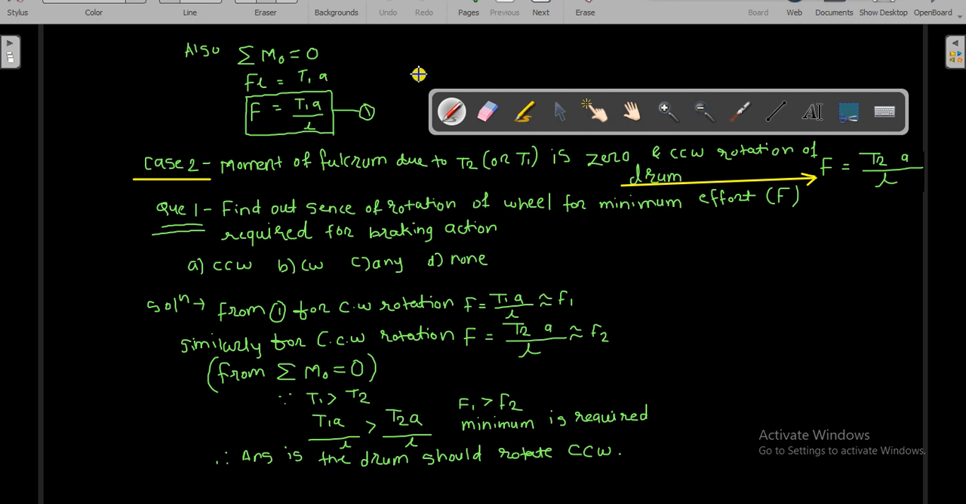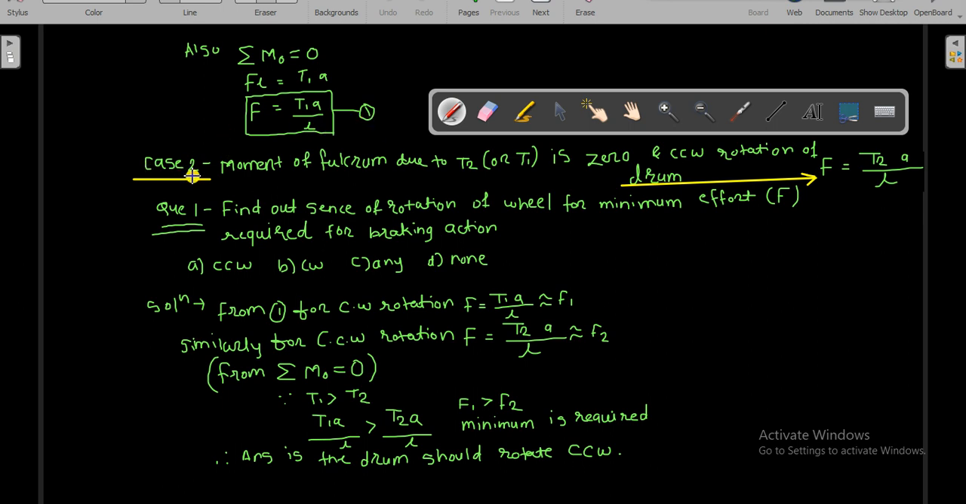T1 into A. A was the distance of tension T1 from the fulcrum, and T2 was in line with the fulcrum, so moment due to T2 will become 0. So here we are getting F equal to T1 by L. This is the equation number 1.